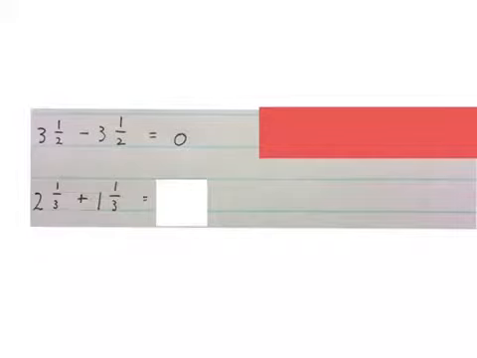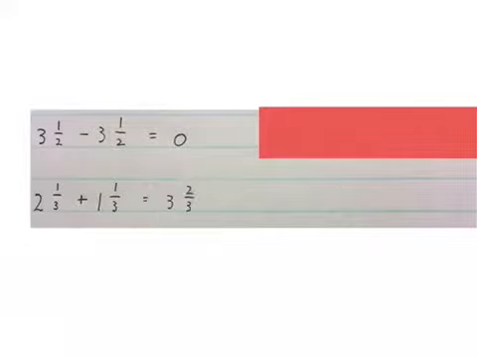Let's look at the second one. I've got 2 1/3 plus 1 1/3. Without doing too much calculation, what do you think the answer is? Yes, the 2 and the 1 together gives me 3, and 1/3 plus 1/3 is 2/3. So if you understand this, you can use it with your mind. If you don't, you just stick to the technique from the beginning of the video.